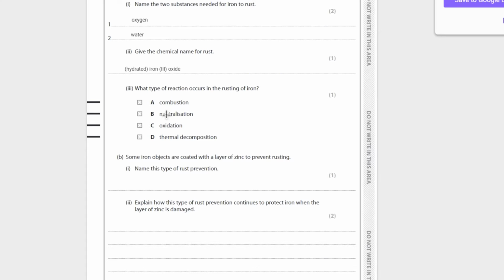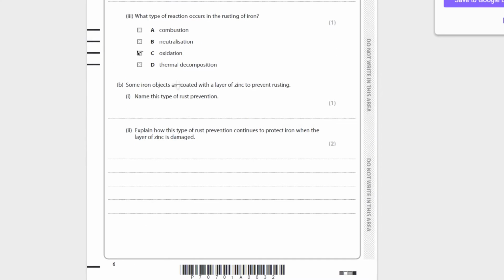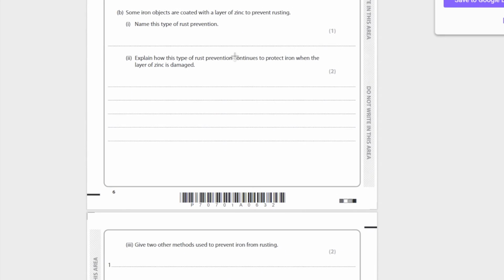Okay, now for question number 3, what type of reaction occurs in the rusting of iron? Now, I've also answered this question already unintentionally, but yes, a very simple question. It is oxidation. And I won't even go through the deduction for that because we should all know that it is oxidation. Now, some iron objects are coated with a layer of zinc to prevent rusting. Name this type of rust prevention.